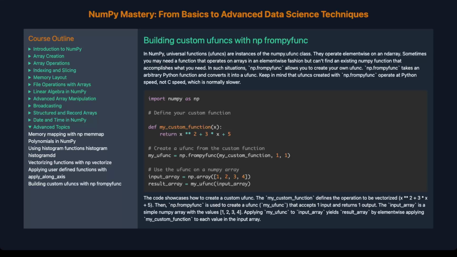The myCustom function defines the operation to be vectorized, x to the 2 plus 3x plus 5. Then, np.frompyfunc is used to create a ufunc, myUfunc, that accepts one input and returns one output. The input array is a simple NumPy array with the values 1, 2, 3, 4. Applying myUfunc to the input array yields a result array by element-wise applying the myCustom function to each value in the input array.